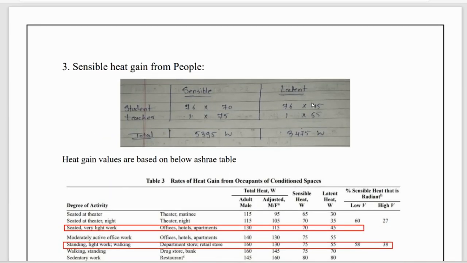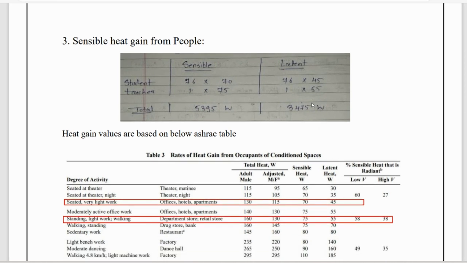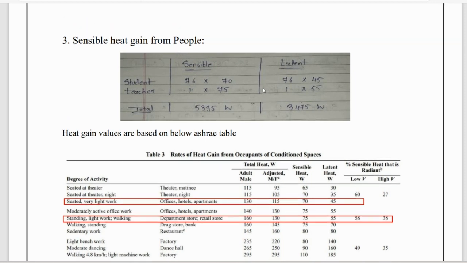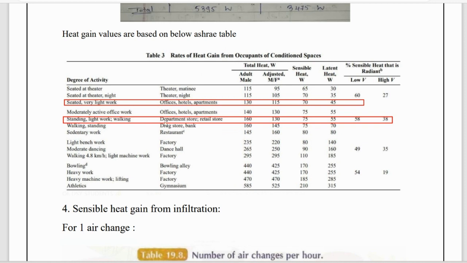Now, sensible heat gain from people. We are having 77 people in a room, or capacity. So now in this chart, we have the rates of heat gain from occupants. It depends upon their activities, whether they are seated, moving, doing their work, walking, doing heavy work, or athletes. Depending upon that, their heat varies.